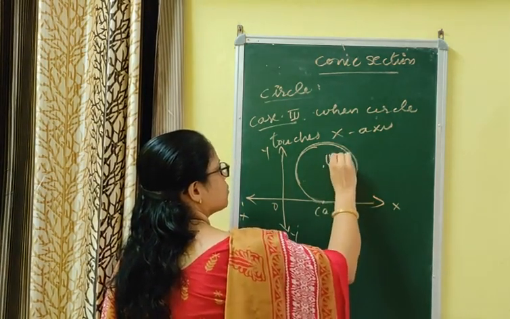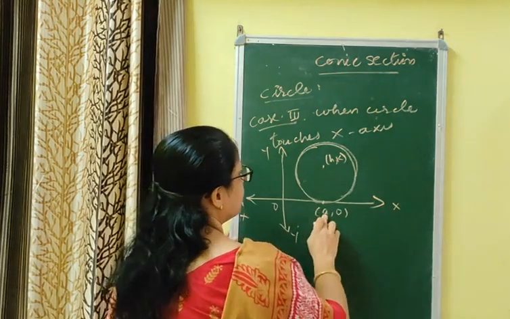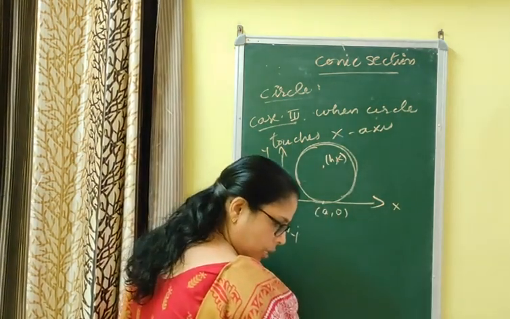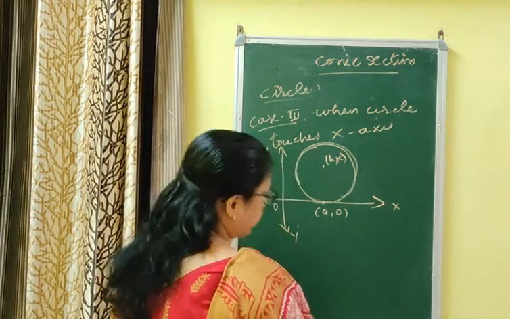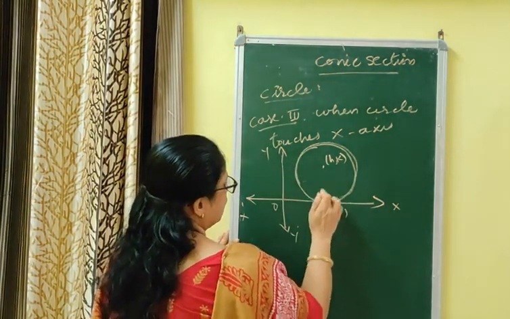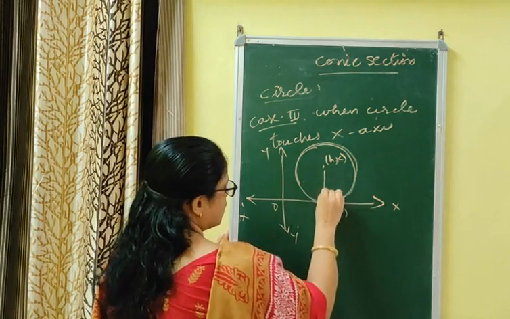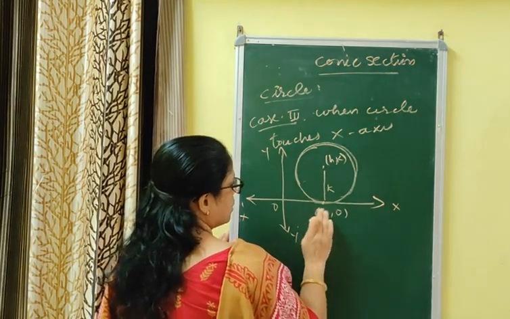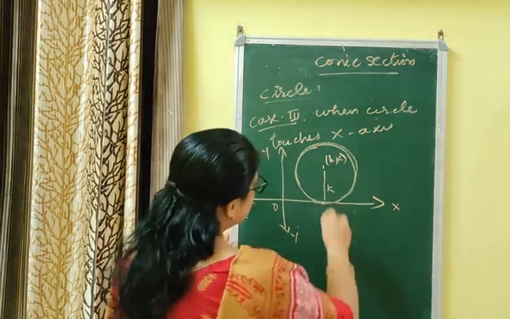The center is (h, k), so what comes in place of a? This is the x coordinate and this is the y coordinate. Then what do you get? And this distance is the radius. This distance is equal to k. So that becomes the radius, the radius of the circle.